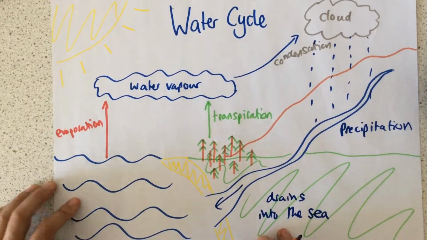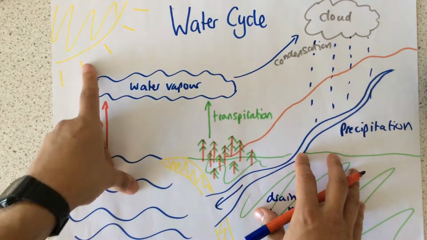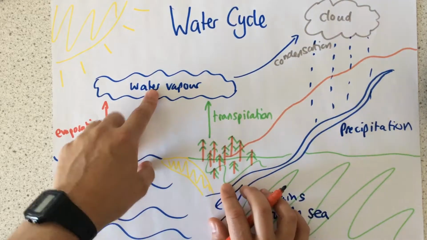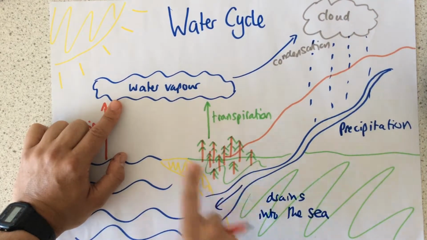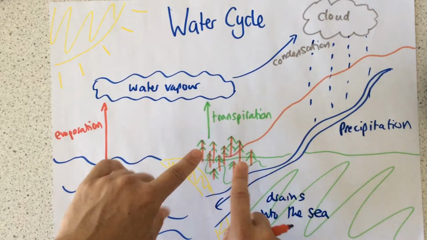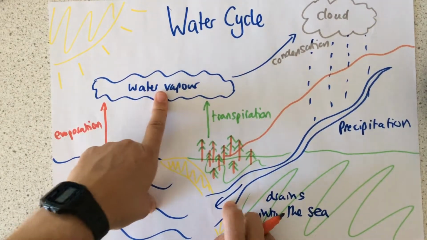So, just to recap, water is evaporated from the sea and the land by the thermal energy provided by the sun. This forms water vapour. Also, we have water evaporating from trees, or water loss from plants and trees. That's called transpiration, contributing to this water vapour.